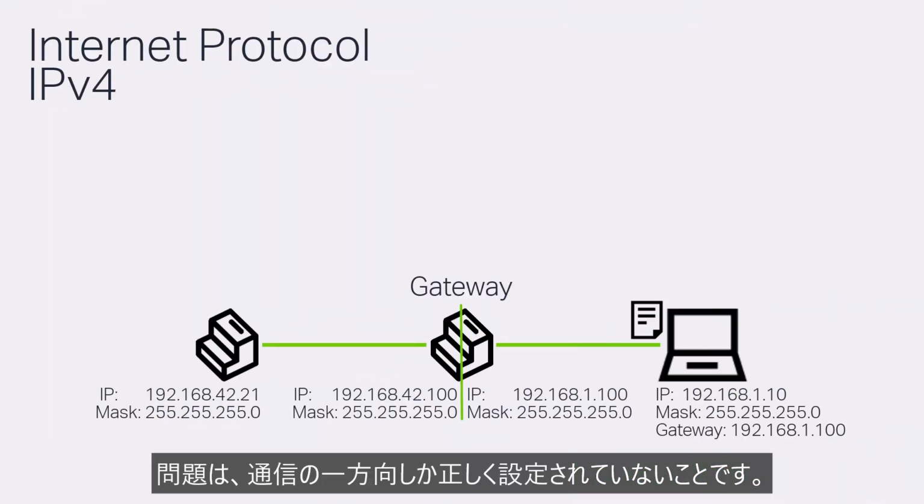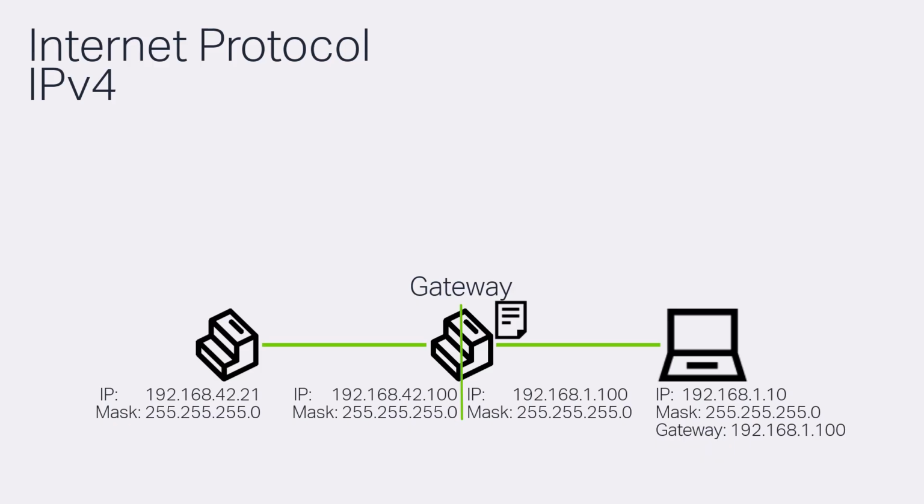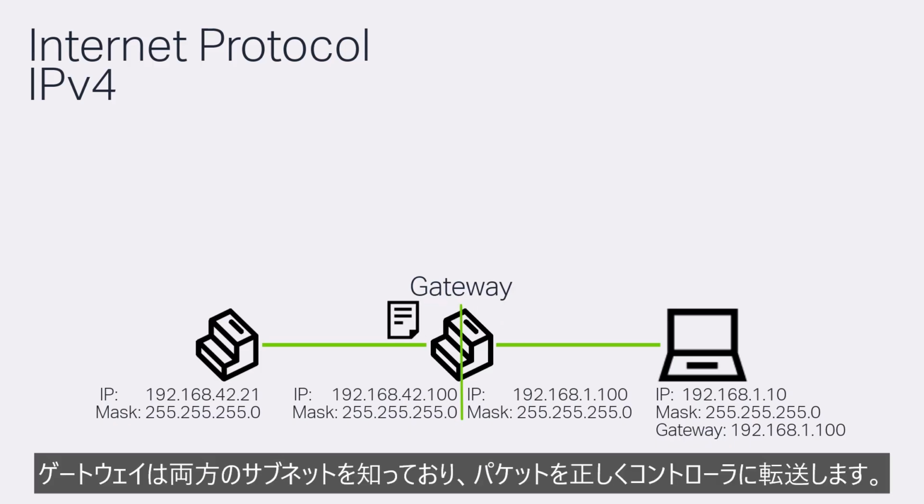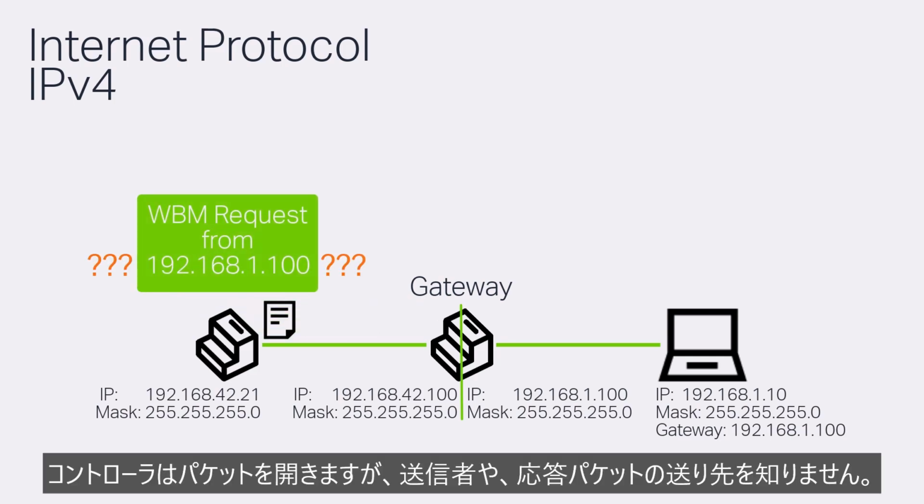The problem with this setup is that only one direction of communication is currently configured correctly. We send the packet from the computer to the gateway because the destination address is in a different subnet. The gateway knows both subnets and correctly forwards the packet to the controller. The controller opens the packet but does not know what to do with the sender or where to send the response packet.